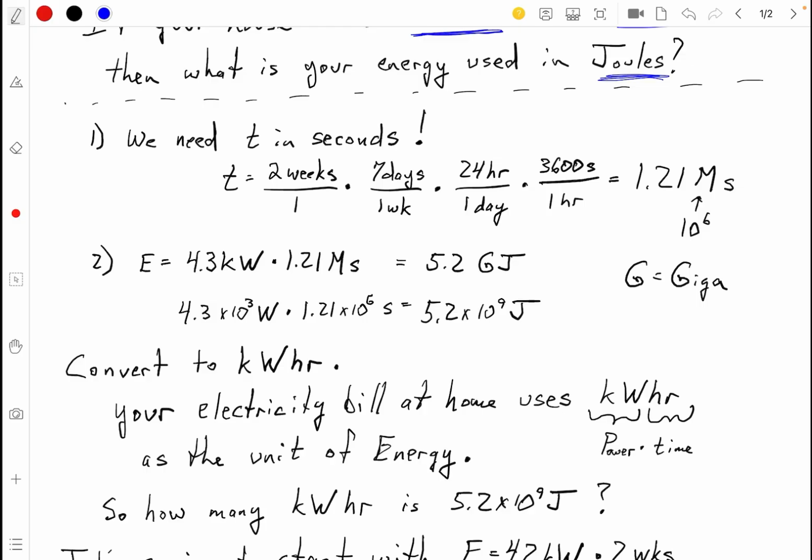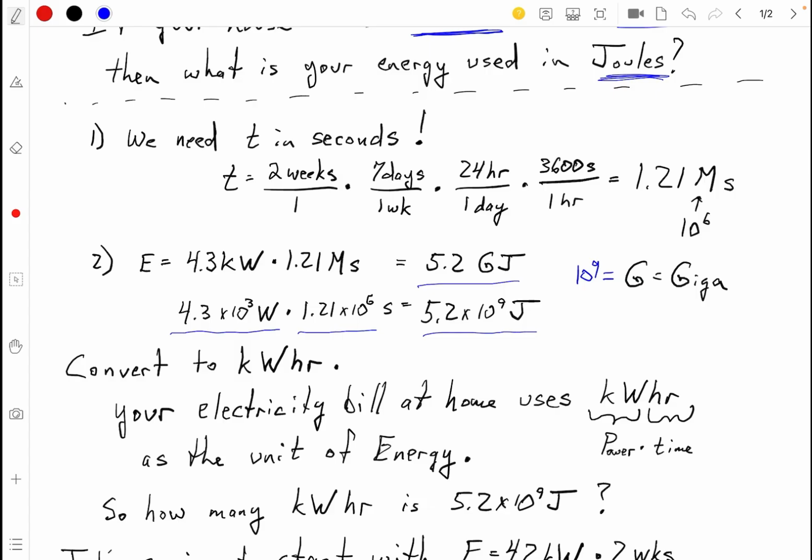And we've got our energy is this 4.3 kilowatts. We're going to multiply by that many seconds, and that's going to give us our 5.2 gigajoules. Another way to look at that is 4.3 times 10 to the 3 times 1.21 times 10 to the 6, and that ends up being 5.2 times 10 to the 9. But a giga is 10 to the 9, okay? So that's a billion, all right?